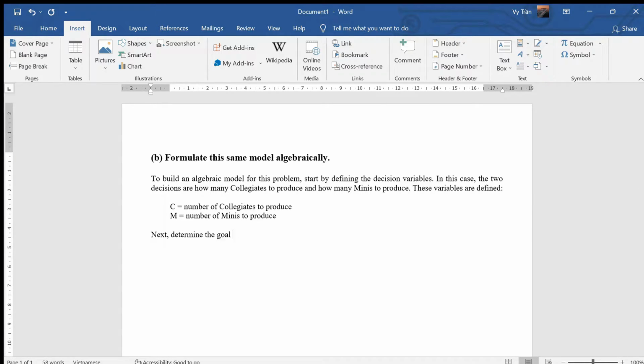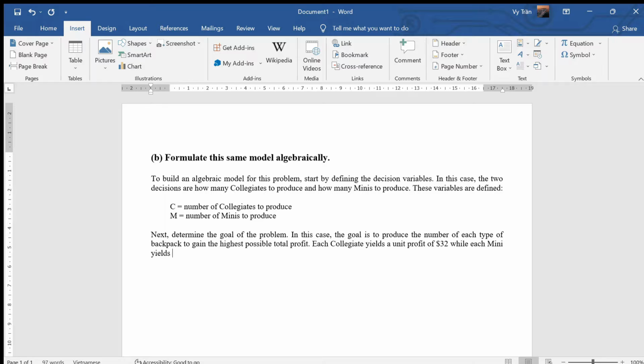Next, determine the goal of the problem. In this case, the goal is to produce the number of each type of pipette to gain the highest possible total profit. Each collegiate yields a unit profit of $32, while each mini yields a unit profit of $24. The objective function is therefore maximize total profit equals $32C plus $24M.